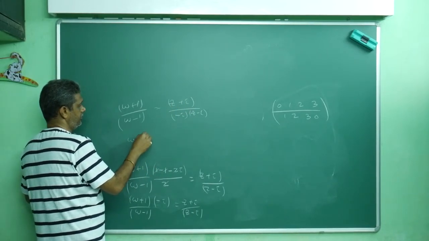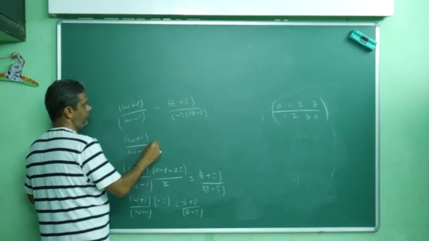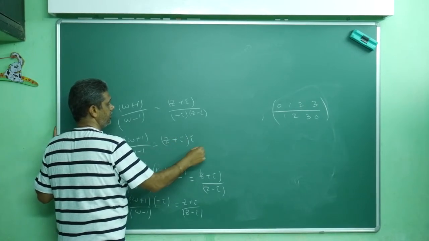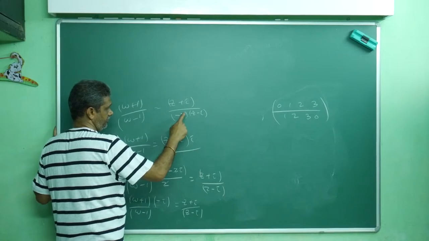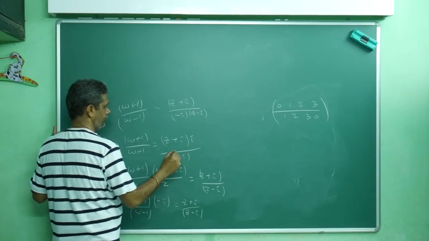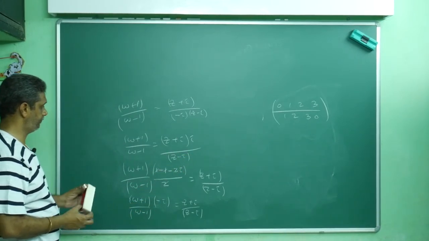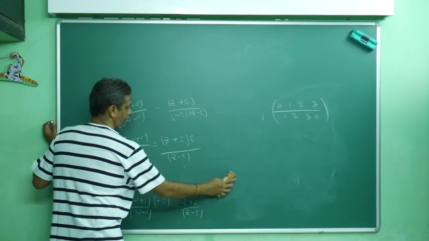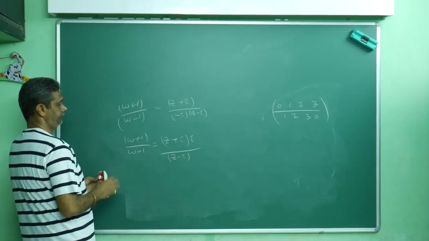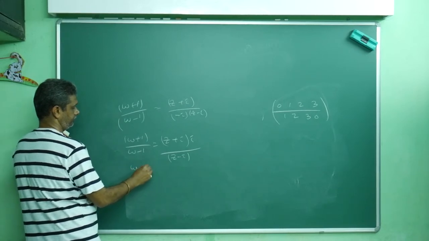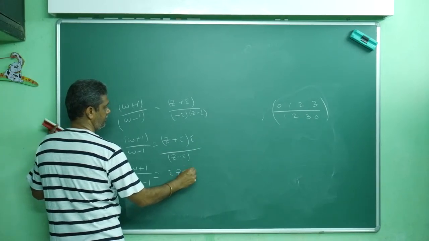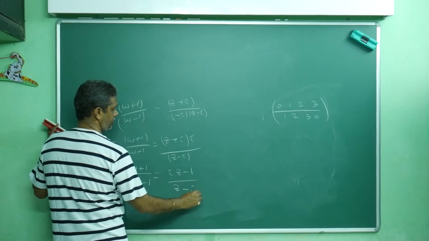So W plus 1 by W minus 1. Multiply and divide by I. So what will you get? Z plus I into I, I into I is I square, this is minus 1 already, minus is there, so minus minus plus, then this is Z minus. Slowly, you can do it, there is no hurry. Now this, if you want, you can write I times Z minus 1 by Z minus I.